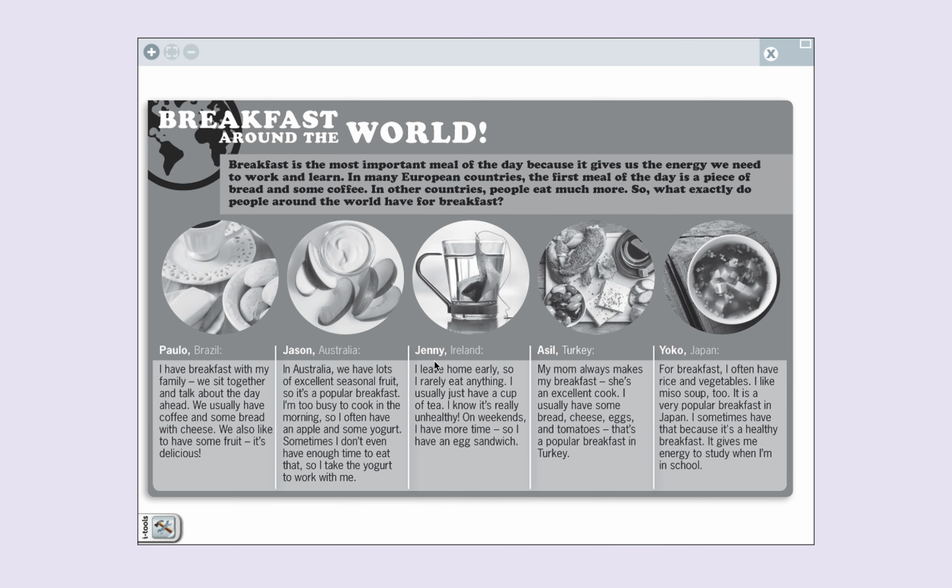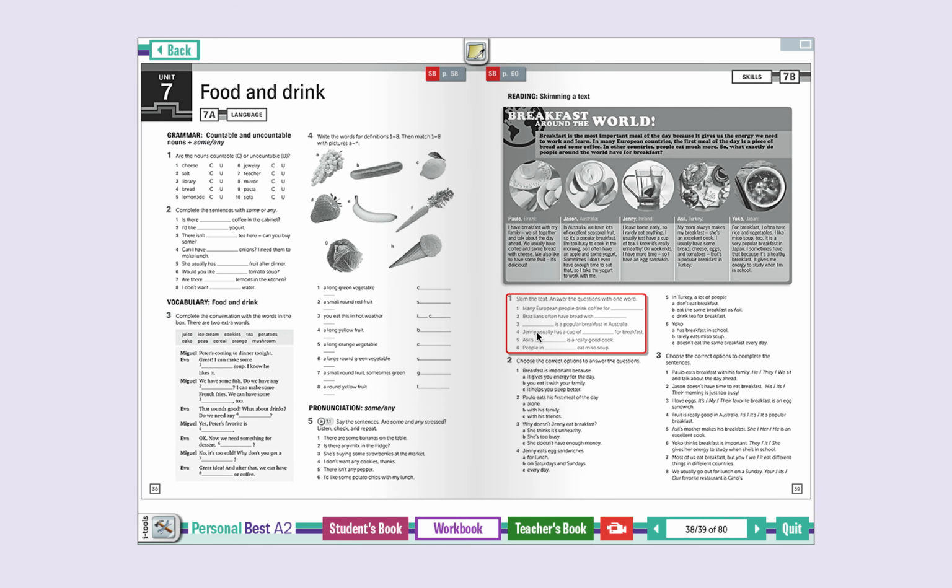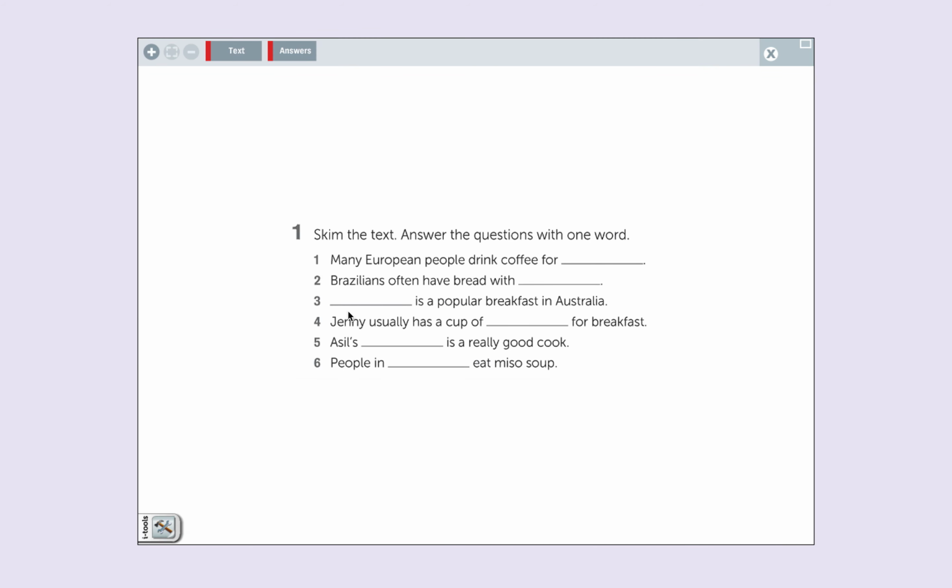So you need to read the breakfast in Australia. In Australia, we have a lot of excellent seasonal fruits. So it's a popular breakfast. Fruit is a popular breakfast. Okay, so you need to write in number 3, fruit. Fruit is a popular breakfast in Australia. Okay, estos 3 los haces tú solito.